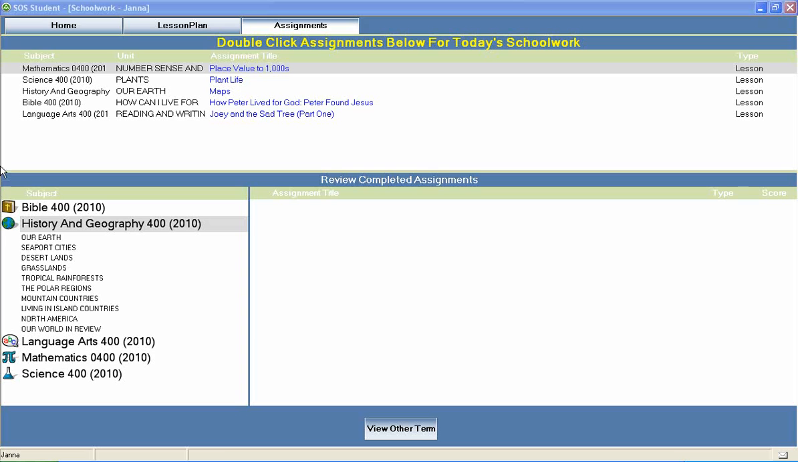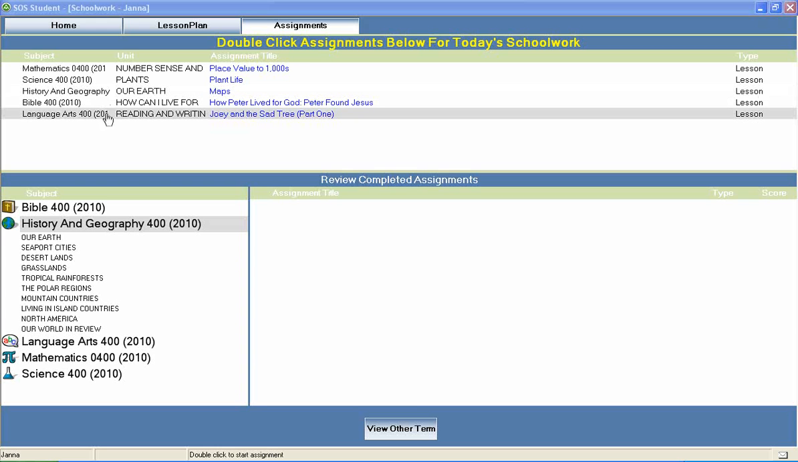Welcome to Switched On Schoolhouse, a CD-ROM-based homeschool curriculum from Alpha Omega Publications. In Switched On Schoolhouse 4th grade History and Geography, your students will study units that cover world geography, with topics like our Earth, desert lands, tropical rainforests, mountain countries, North America, and much more.